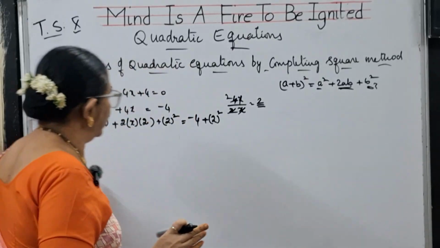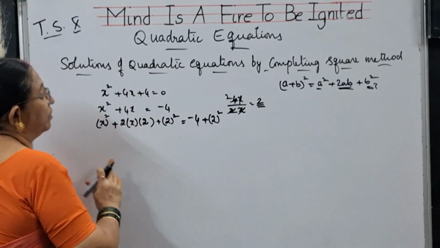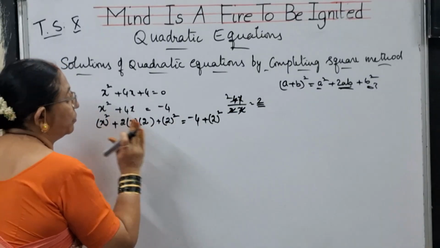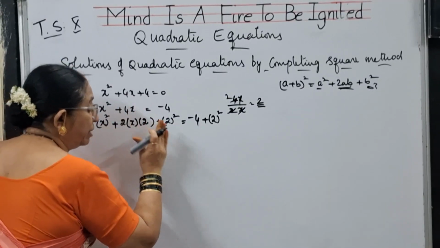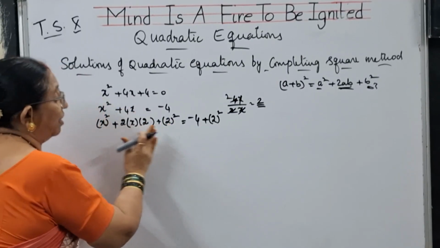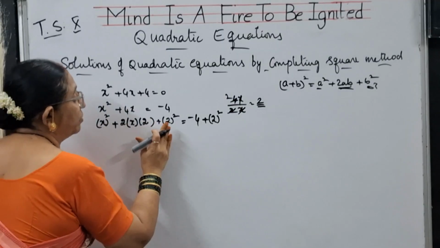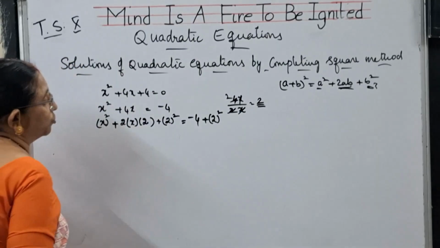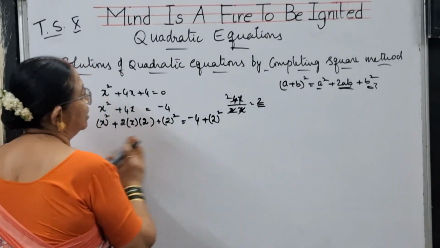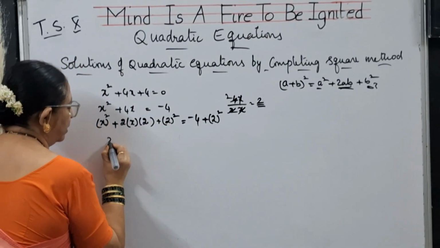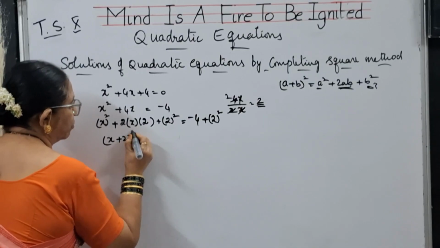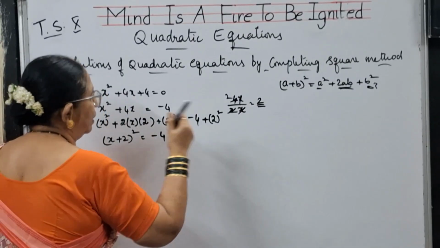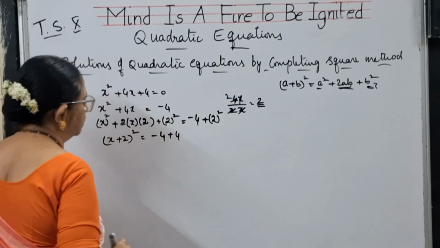I have understood that b is this. So if I have b square, I can write it in the form of a plus b whole square. But when I take b square here, b square is something extra which I have taken on LHS. Since I have taken this in LHS, I should take the same thing in RHS also. Now balancing is clear. So this can be written as x plus 2 whole square is equal to minus 4, and this is plus 4.